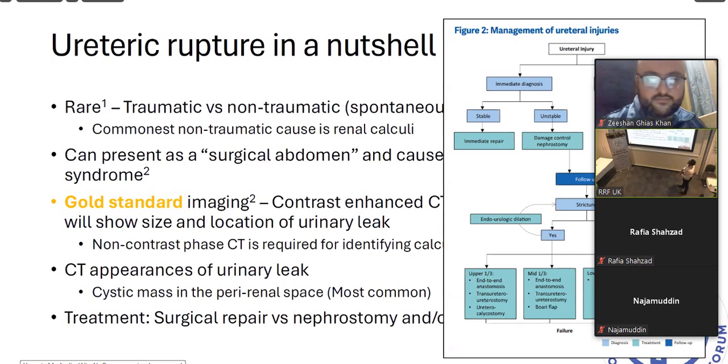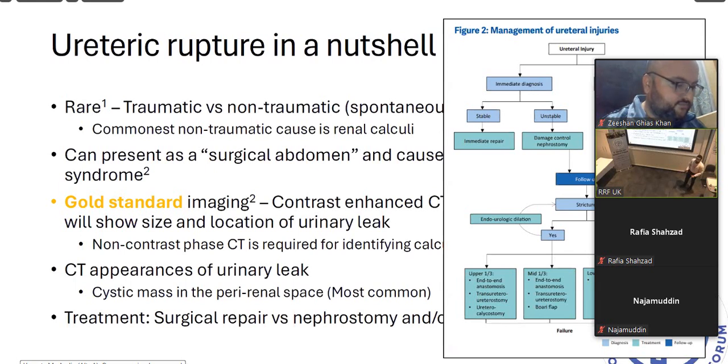The gold standard of imaging is to use a contrast-enhanced CT, looking particularly at the delayed phase images, because that's where you'll see contrast extravasation from the renal system, and it'll give you an idea of the size and location of the leak. And of course, if you're looking for a renal stone, non-contrast CT is the best imaging for that.